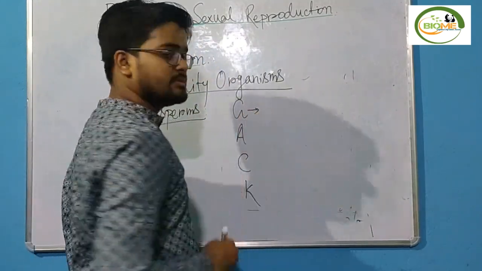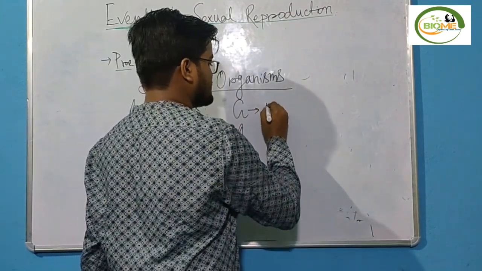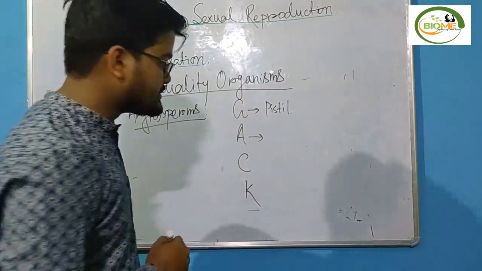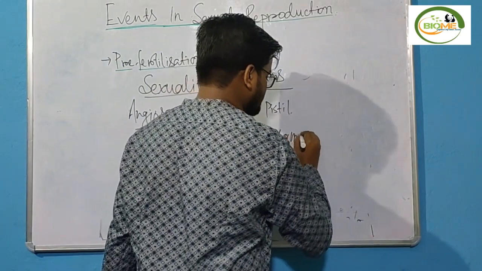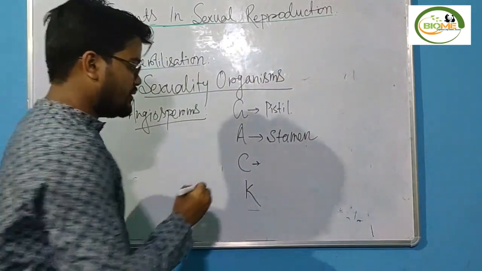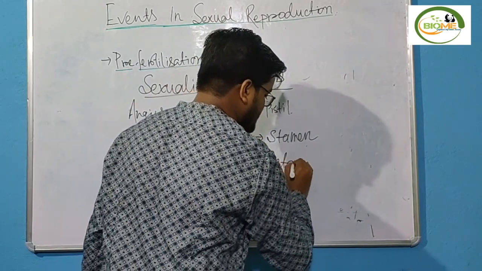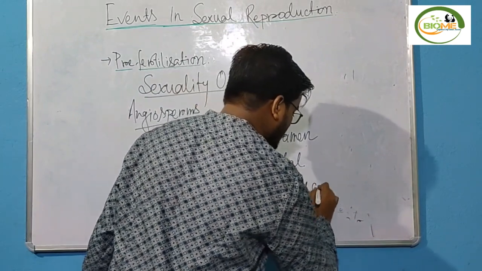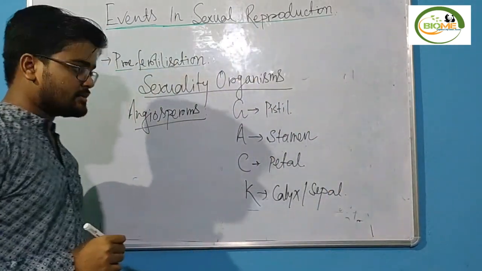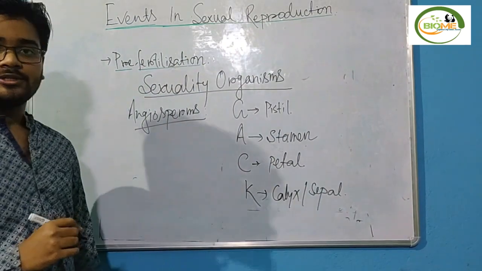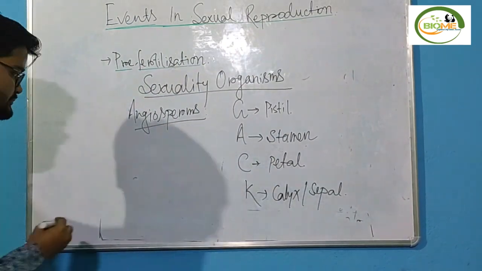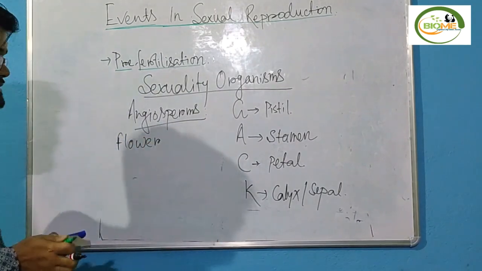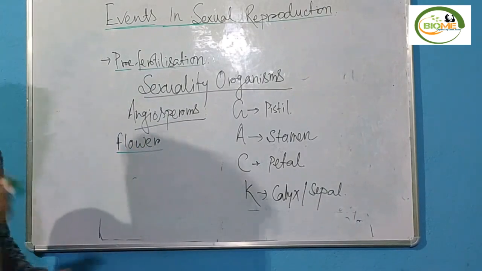So this gynoecium is also called pistil. Androecium is also called stamen. This is also called corolla or petal, and this is calyx or sepal. Correct? Now if we come to angiosperms, there is a particular fascinating character present. What is that fascinating character? That fascinating character is the flower.